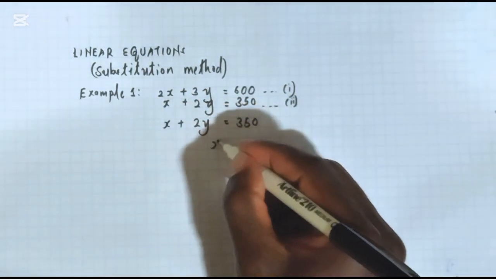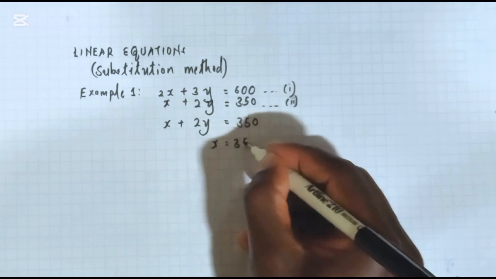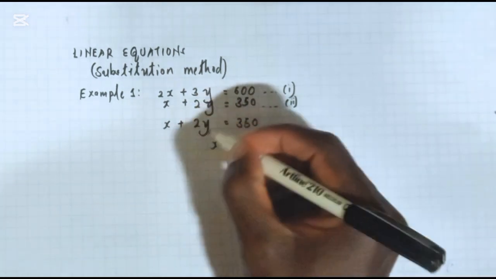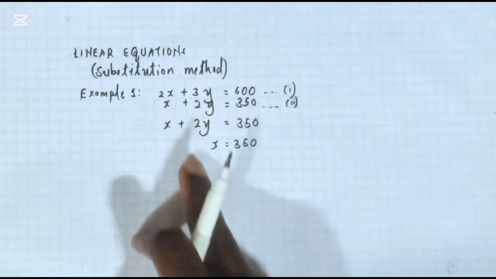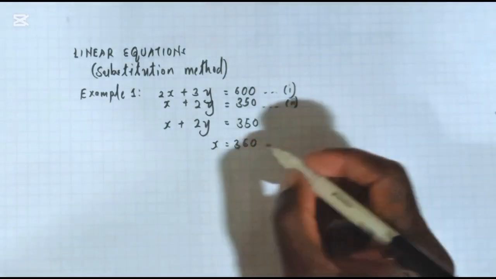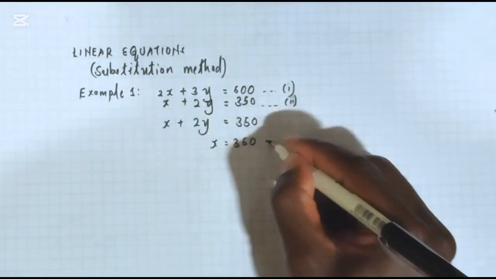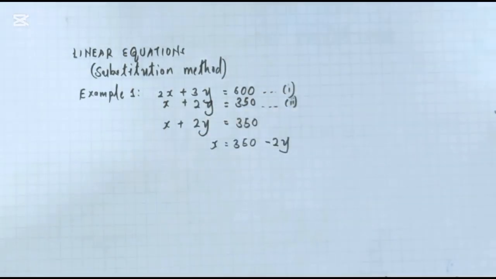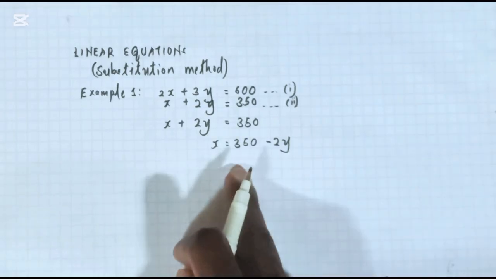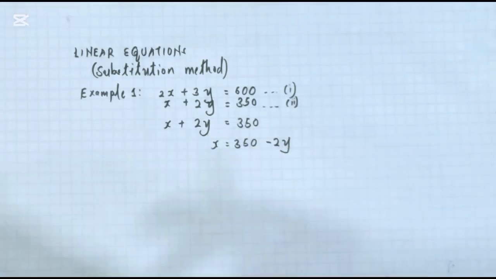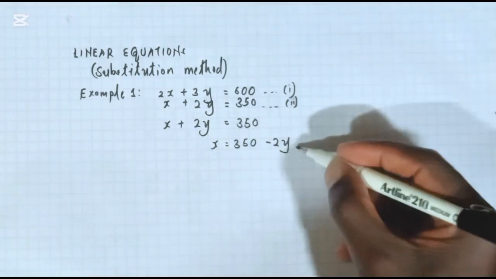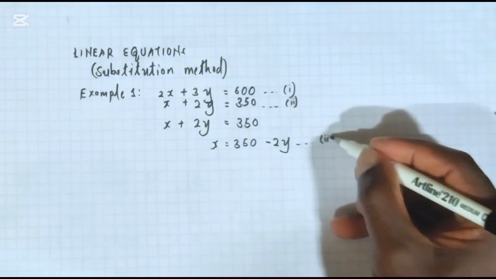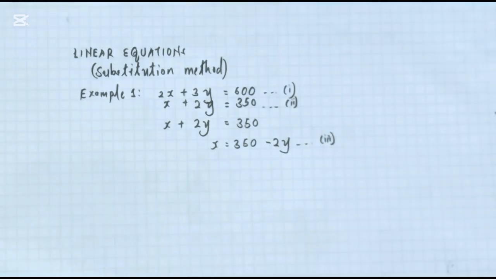So I'm going to have x being equal to 350, and then this 2y on the left hand side, I want to take it to the other side, so that we have x equals 350 minus 2y. I'm going to label this equation 3. Note that equation 3 basically tells us what the value of x is.